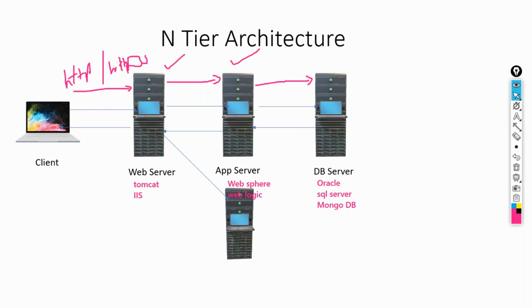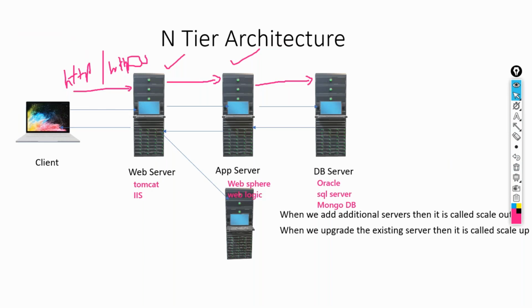Now, in some projects they add additional servers, and we call it scale out. In some projects, due to financial or budget issues, instead of adding a new server, they will upgrade the existing servers, which is called scale up. Either way, there is every chance that application servers can be increased.